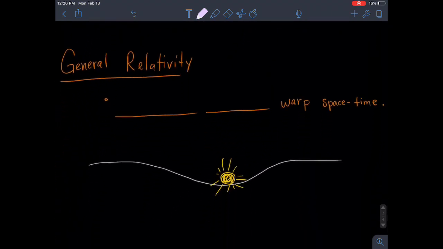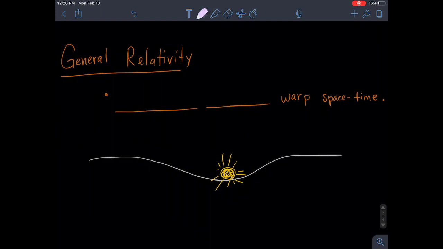All right, well, there's a second theory of relativity, and that is general relativity. And this is something that we talked about as we learned about gravity. And essentially, this is just the idea that massive objects warp space-time. Massive objects warp space-time.